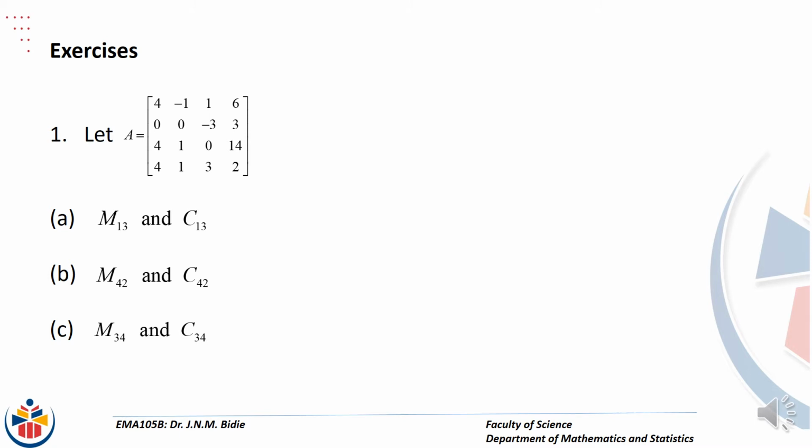And please check whether you are going to get a 0. I believe I got a 0. Just check whether you also will get a 0 for M13, meaning that C13 will be -1 to the power 1 plus 3 times 0. And check also what you would get for B and C.